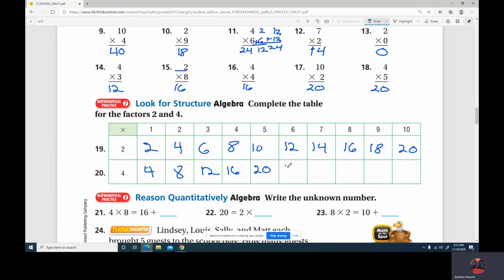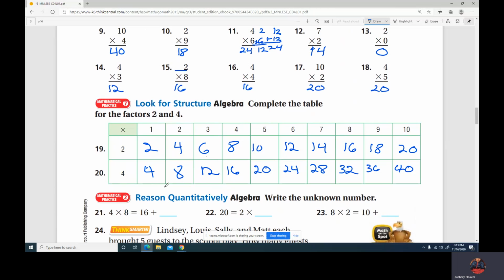Double 12, you have 24. Double 14, you have 28. Double 16, you have 32. Double 18, you have 36. And double 20, 4 times 10, skip count 10 4 times, you have 40. So just like we do our skip counting game with 2, 4, 6, 8, 10. Remember, we land on 20, you're out.